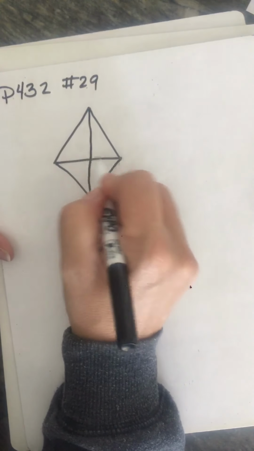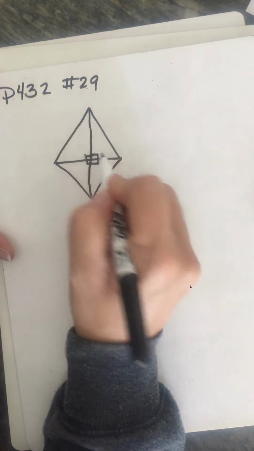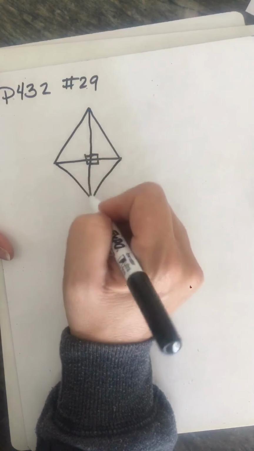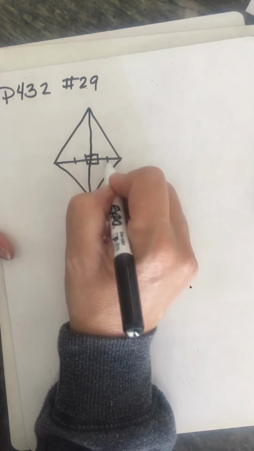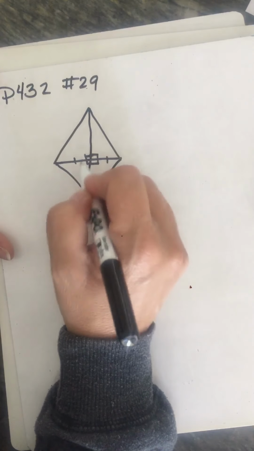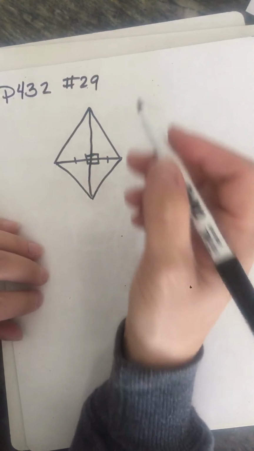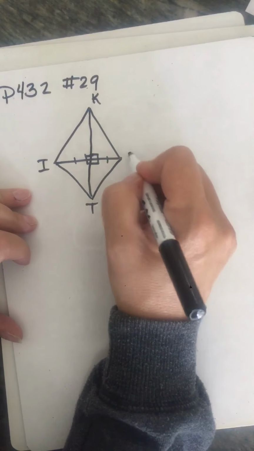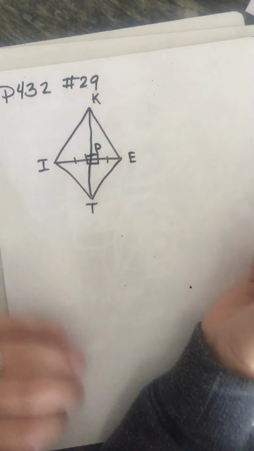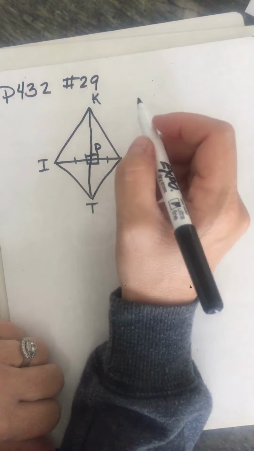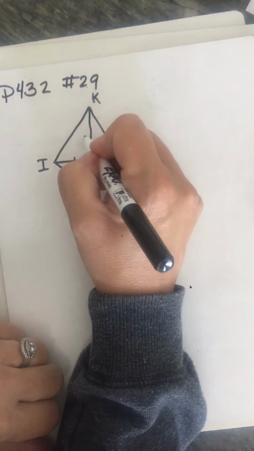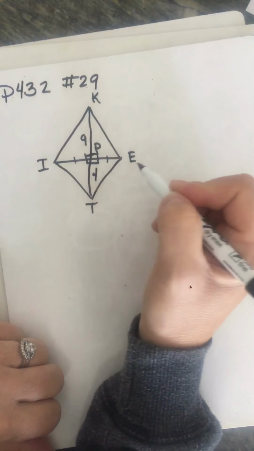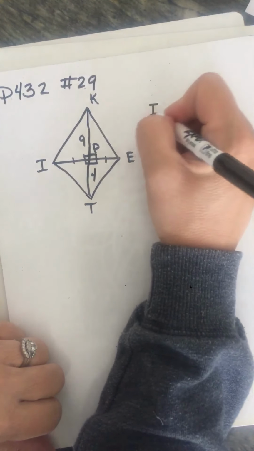We had 4 right angles here. The larger diagonal bisects the smaller, and the diagonals intersect perpendicularly. This is K-I-T-E, and this is point P where they intersect. They gave you KP is 9 and PT is 4, and you needed to find IE.